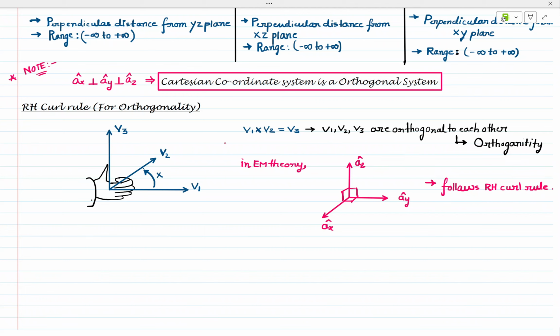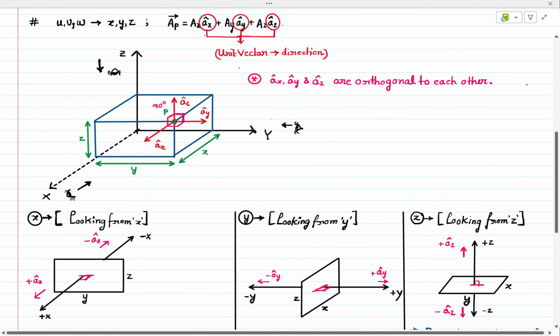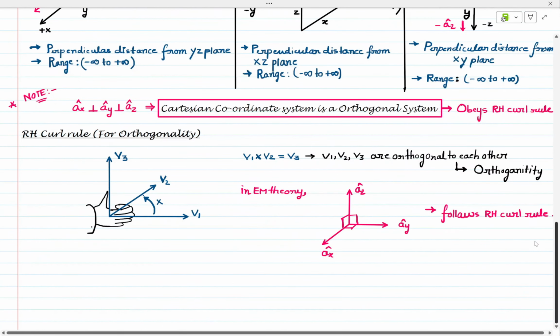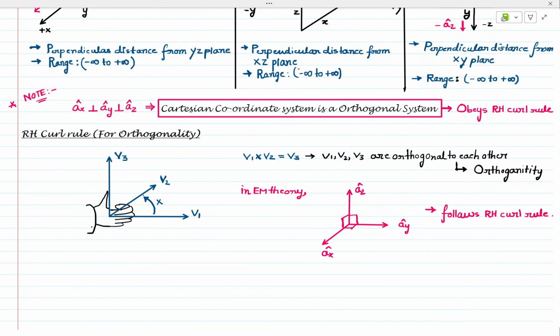Similarly, one thing I also want you to understand, in the note I have written that ax, ay, and az are orthogonal to each other. So I can also write that this obeys the RH curl rule also. Okay, this obeys the RH curl rule. Now, as it obeys the RH curl rule, I can write it very clearly.